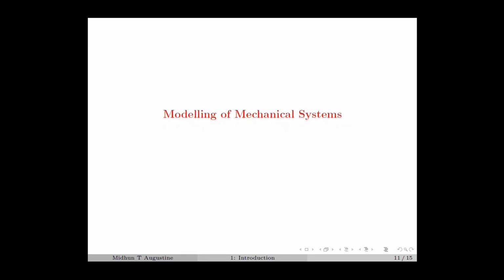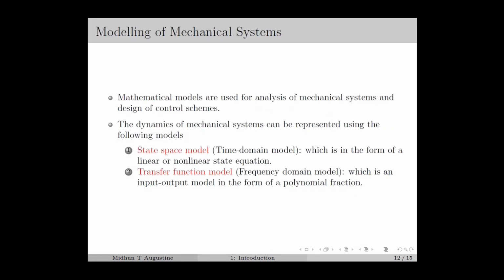Next, we move on to the modeling of mechanical systems. We use mathematical models for analyzing the behavior of mechanical systems and designing various control schemes for adjusting its behavior. In mechanical systems, we are interested in the change of position or velocity of the system with time. The behavior of the physical variables in the mechanical system with time can be represented using differential equations with time as the independent variable. Therefore, in this lecture series, we will be mostly dealing with ordinary differential equations, and our objective is to compute the forcing input to the differential equation, which is actually the control input to the mechanical system.